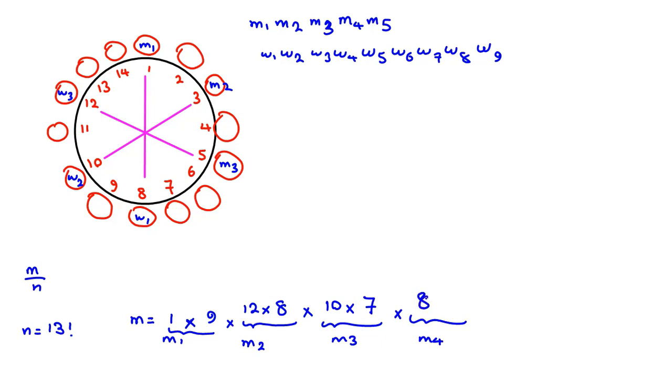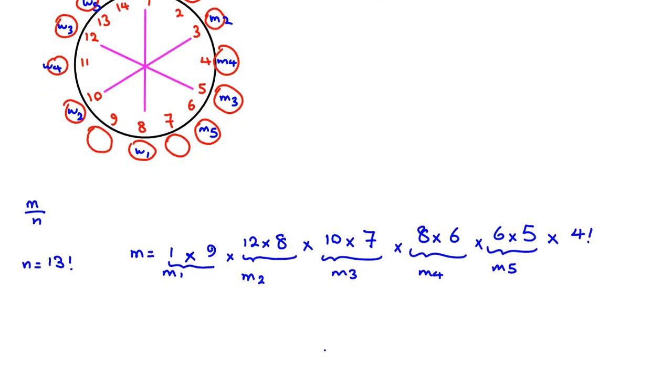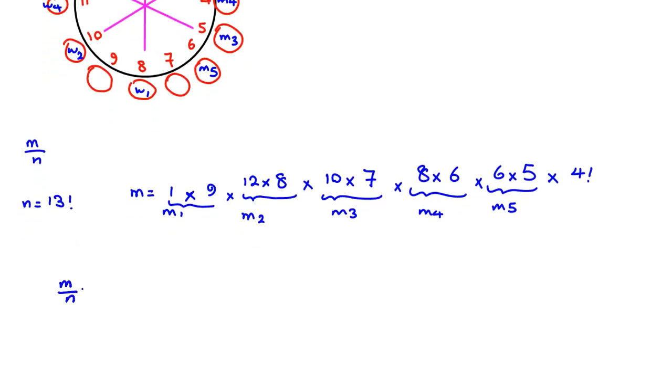Then for M4, you have 10 minus 2, 8 places. And for example, M4 here. And opposite to M4, you have W4, which 6 women are left. So you select this. For M5, 6 places are left. For M5, you select this. And how many women are left? 1, 2, 3, 4, 5 women are left. So you say 5 here. Then 4 women are left. So you say 4 places. So 4 factorial.